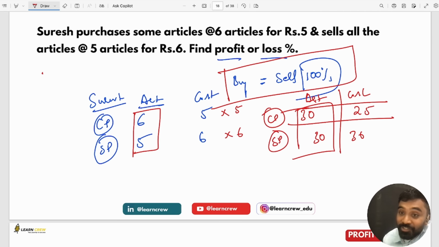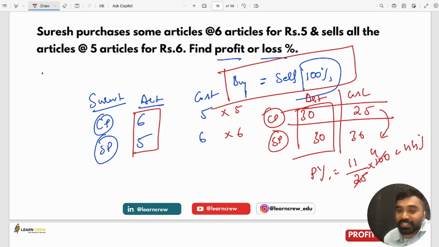So what was his initial cost, sir? 25 rupees. What was selling cost, sir? 36 rupees. Obviously he has made a profit, sir. So what is the profit percentage? 36 minus 25, that is 11, divided by what, sir? Divided by cost price, that is 25, into 100. 25 will go 4 times, that becomes 44 percentage. He had made a profit of 44 percentage.